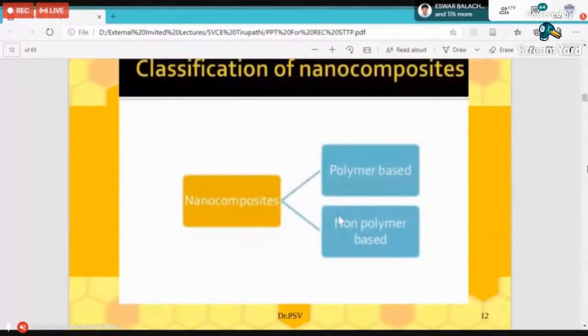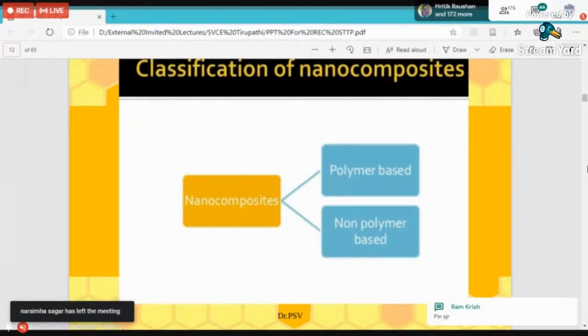Come to the classification of the nano composites. What type of classification can you initiate? It can be polymer based nano composite or non-polymer based. Non-polymer based means you can have any binder other than the synthetic binder. Natural binders are available. What is the limitation for the natural binder? A natural binder is a biodegradable material. The biodegradability is likely to initiate deterioration in a very short duration of time. So that is the reason non-polymer based materials have the limitation.